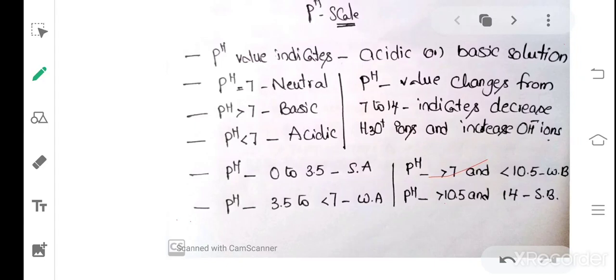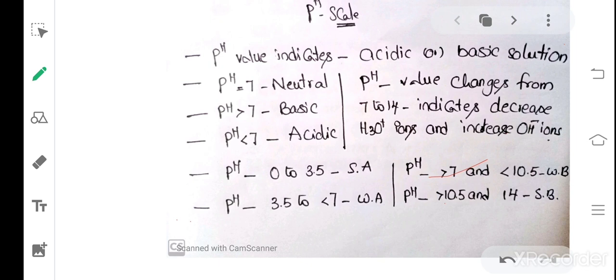Hello students, in the previous class we discussed bases and salts. Till now we completed the introduction of acids and bases, then acids, and next the third one, bases and salts.